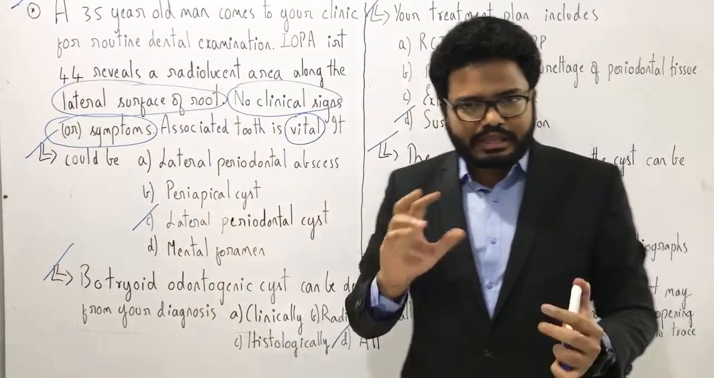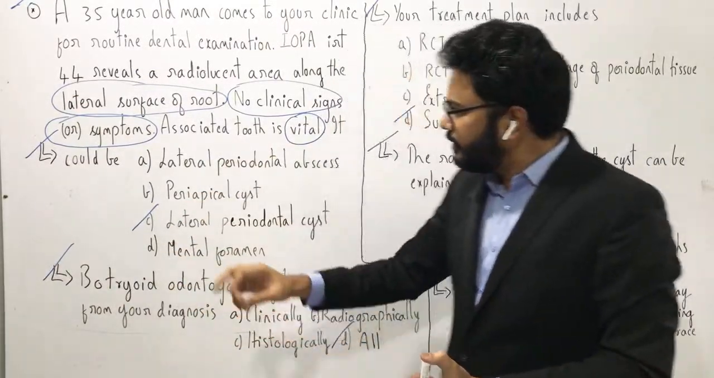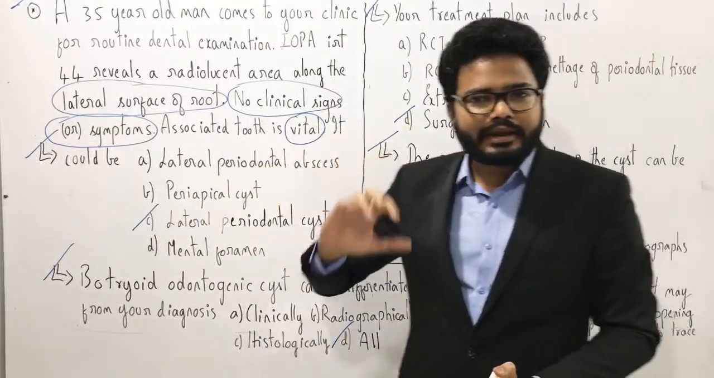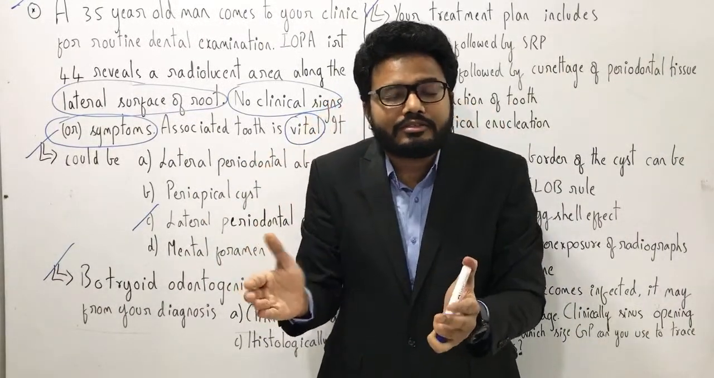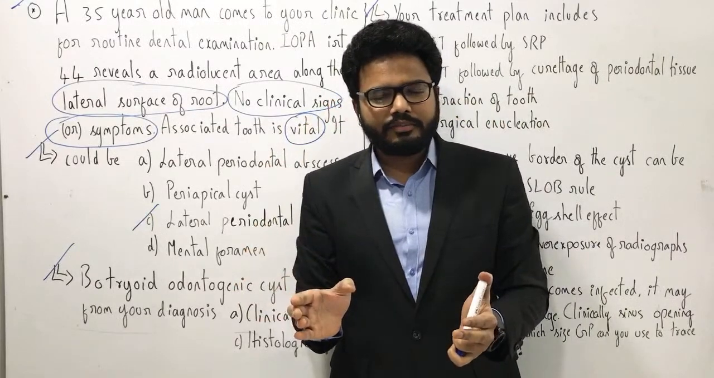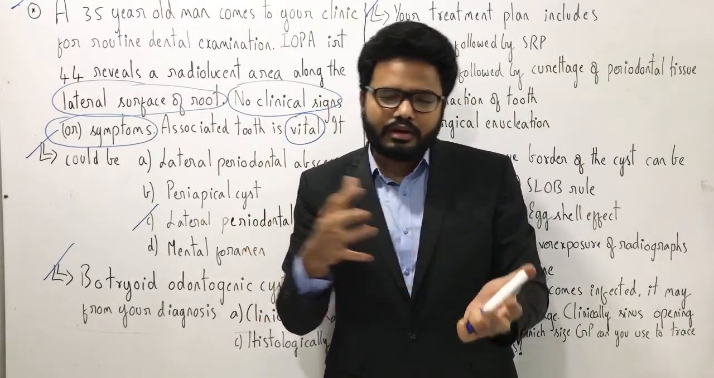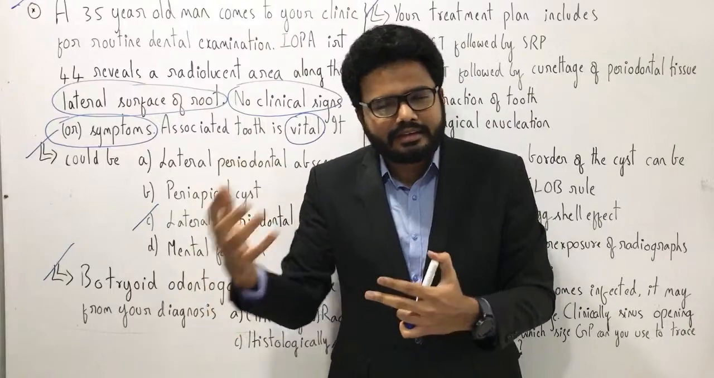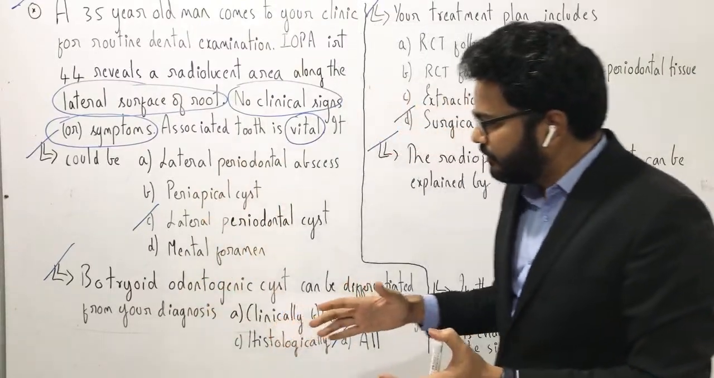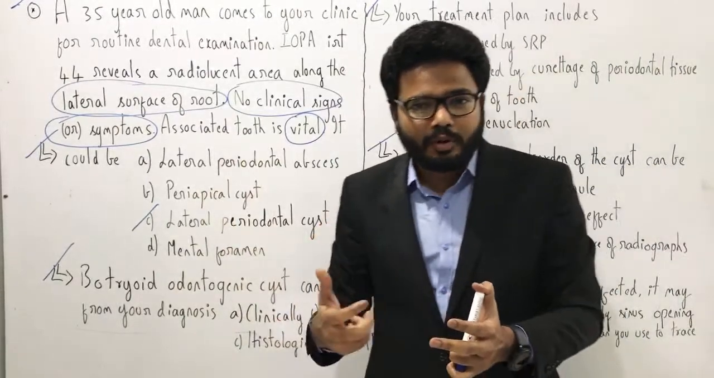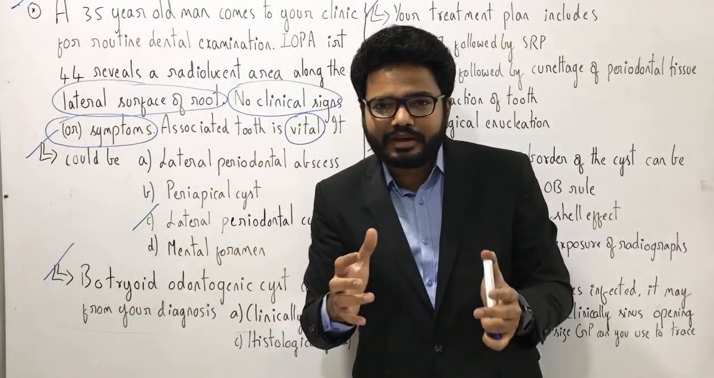So I'll show you all the images at the end of the session once again. So it's a case of lateral periodontal cyst. It is usually seen in the main age group of 50 years with slight male predilection. And most commonly, the cases have been reported in the mandibular bicuspid, canine, and incisor area. And this, along with botryoid odontogenic cyst, appear to be very similar.